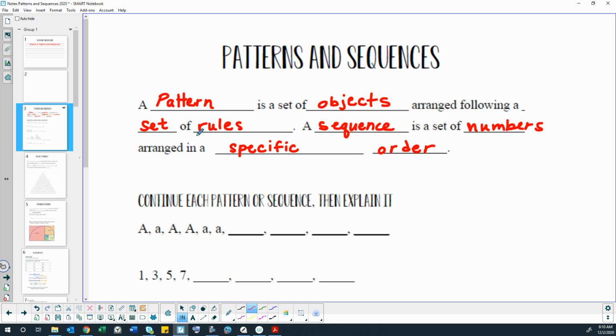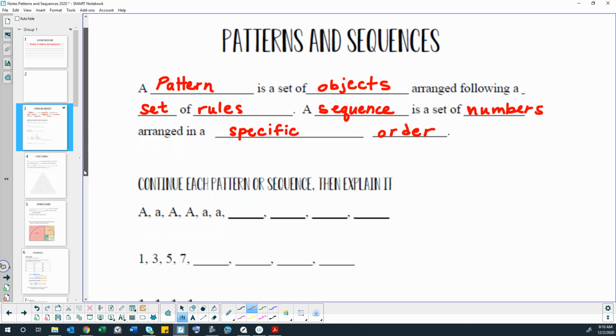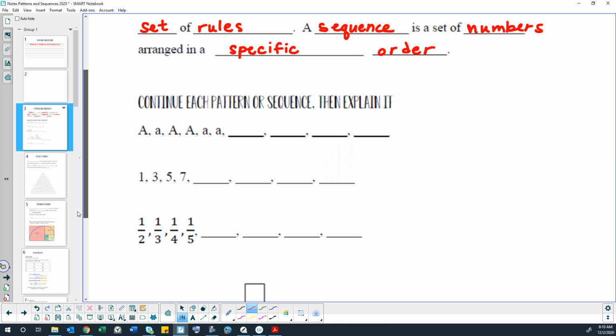Okay, so patterns and sequences, very similar things. A pattern is following a special arrangement with a set of rules to explain how they're arranged. A sequence is a set of numbers arranged in a specific order that also can have a rule that helps us understand how that pattern is created. Okay, so what we're going to do is continue each pattern or sequence below, and then we're going to explain each one and what's happening in our sequence.